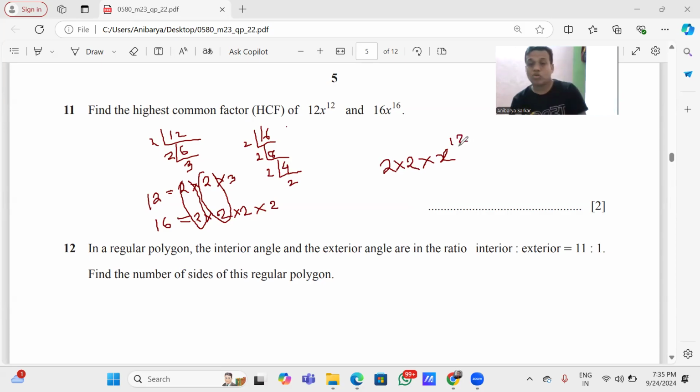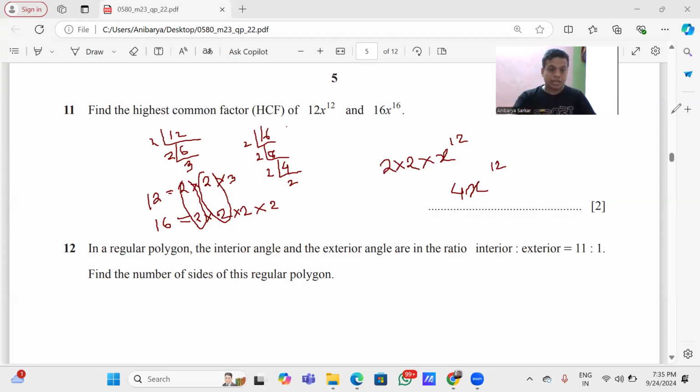For the LCM, we will do the LCM of 12 and 16, and then choose the highest power of x. But for the HCF, we will choose the lowest power of x. So 2 to the 4, and this is x to the power 4, and x to the power 12 is the answer. Hope you understood. We will go for the next question.